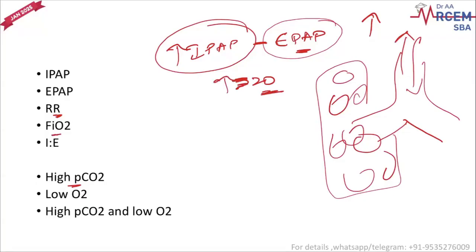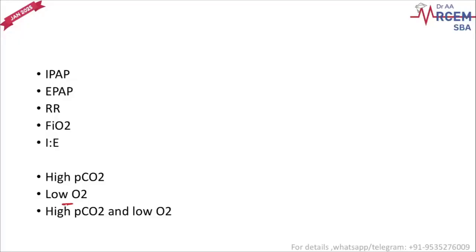FiO2 has no role for high PaCO2 values, and we are not touching it. So for high PaCO2 values, we'll be increasing the IPAP and increasing the respiratory rate up to 20. Next, low PaO2 values. If the oxygen levels are low, increase the fraction of inspired oxygen. If this is not working, then increase both IPAP and EPAP equally, for example by 2 units each.